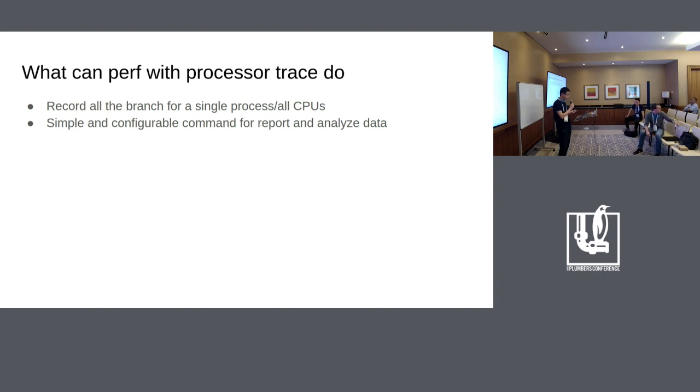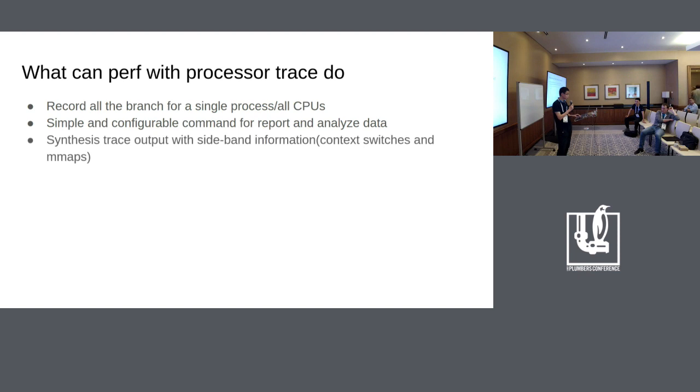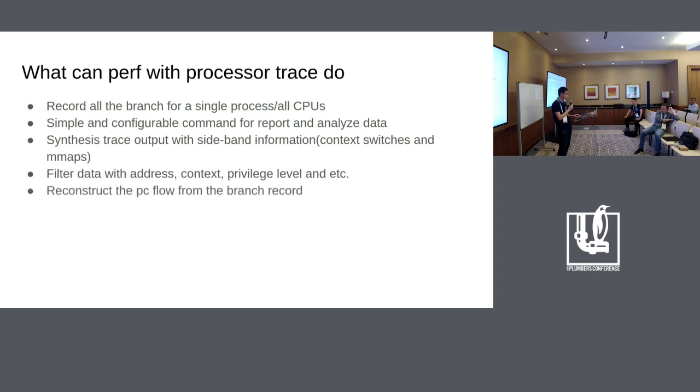Perf can record data with a single line command, and there are a variety of optional variables and zero-space decoding, post-processing. Perf can also synthesize trace output with sideband information like context switches and memory maps, and the output will combine the perf record with the corresponding process ID, symbol name, and executable. And the Intel PT flow can be constructed based on perf record, the memory map, and the original executable.